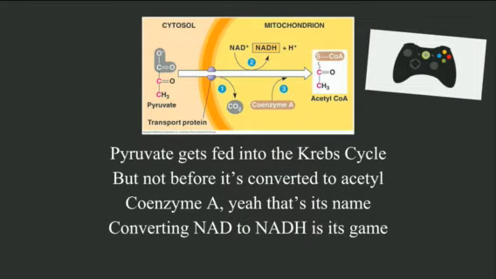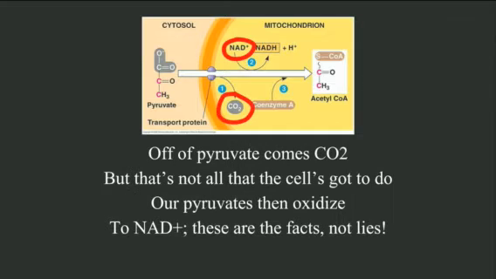Pyruvate gets fed into the Krebs cycle, but not before it's converted to acetyl coenzyme A. Yeah, that's its name. Converting NAD to NADH is its game. Off of pyruvate comes CO2, but that's not all that the cell's got to do. Pyruvates then go and oxidize to NAD plus. These are the facts, not lies.